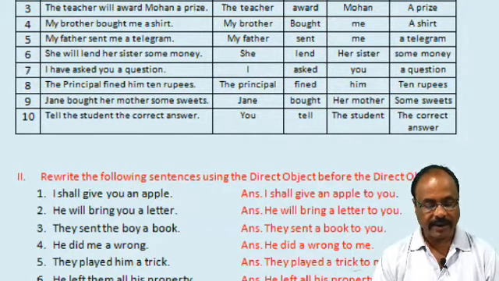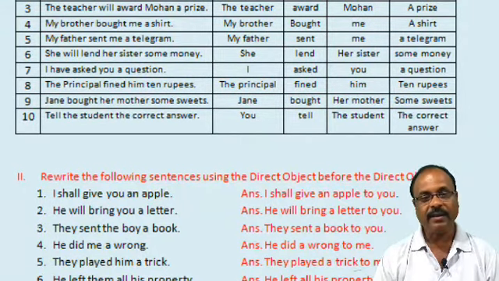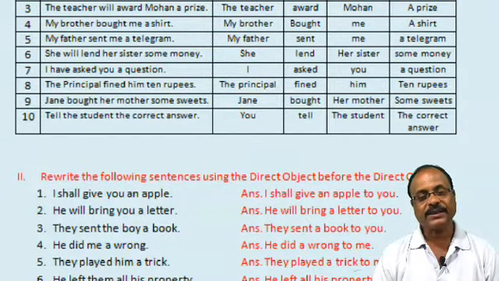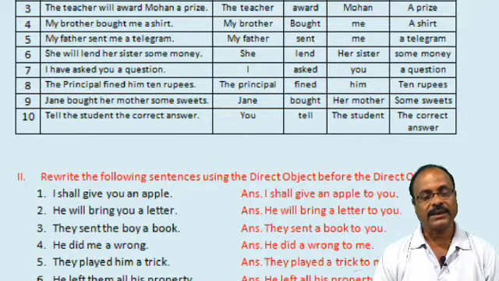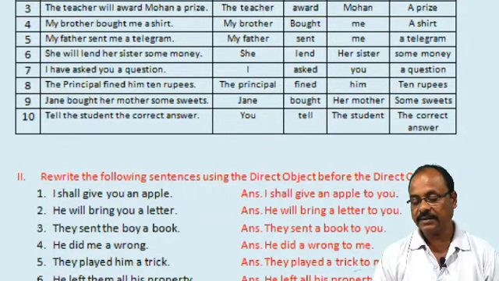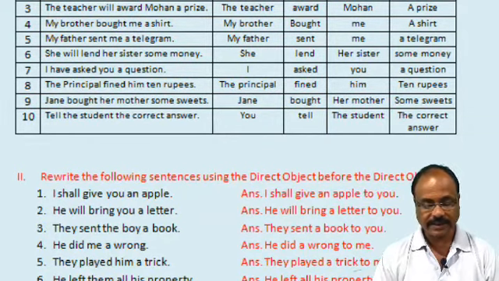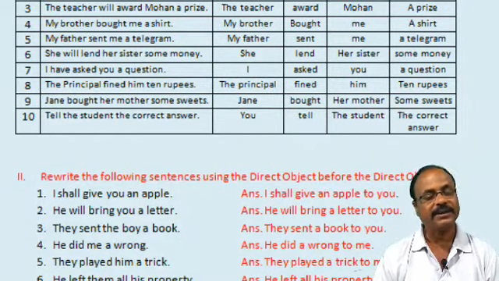Question number 10. Tell the student the correct answer. Here, this question is different from others and it's an imperative sentence, and in an imperative sentence the subject always becomes you. Here subject is you, tell is the verb, the student is the indirect object, and the correct answer is the direct object.